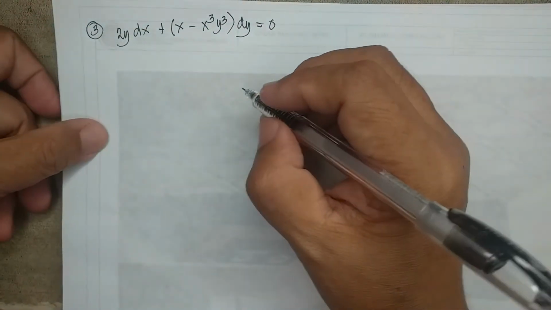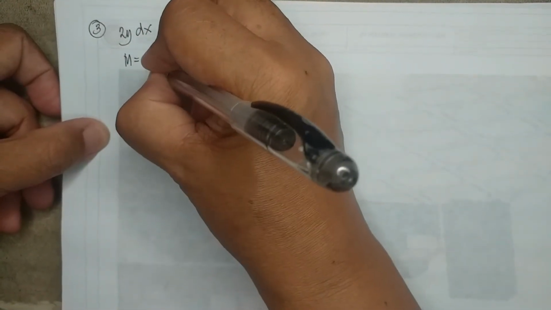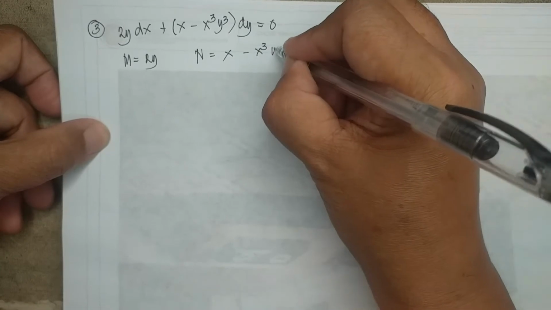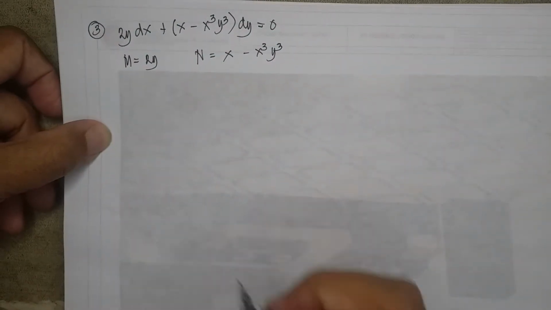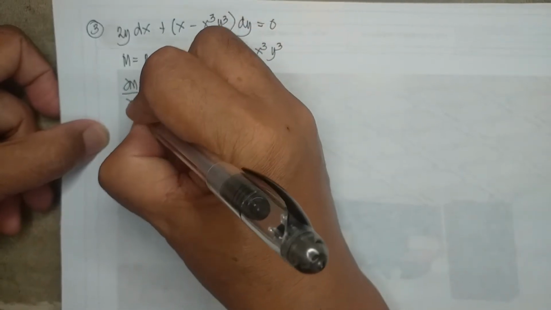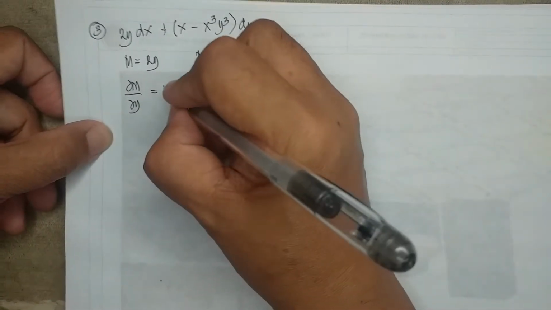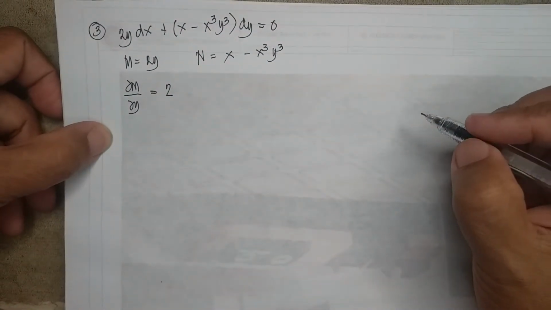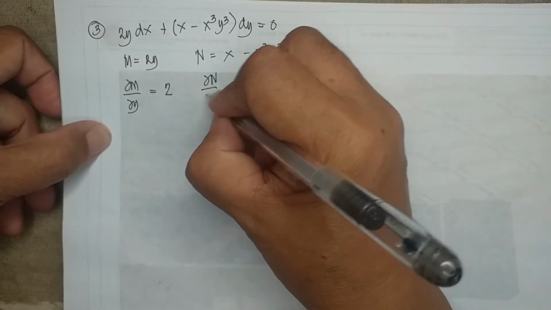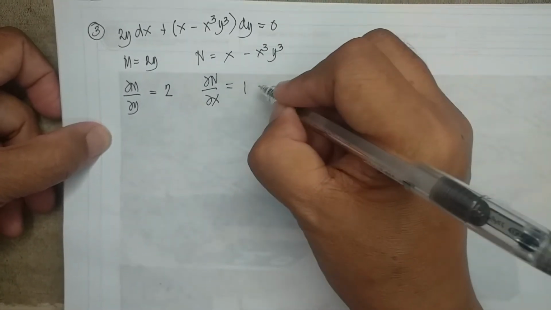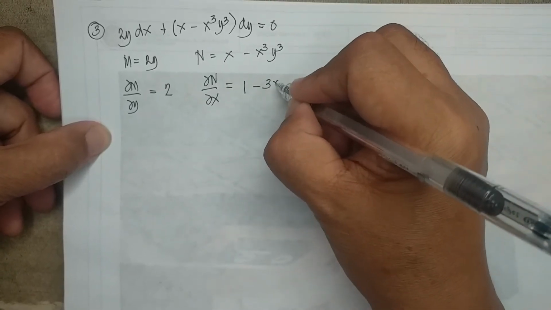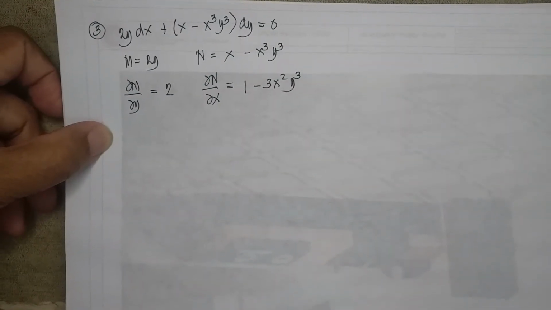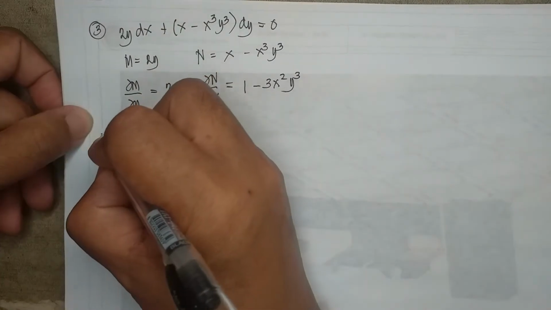Now, let's have the value of M. Your M here is 2y, and your N is x minus x cubed y cubed. The derivative of M in terms of y is equal to 2. And the derivative of N in terms of x is 1 minus 3x squared y cubed. So we have a non-exact DE again. Let us try case number 1.